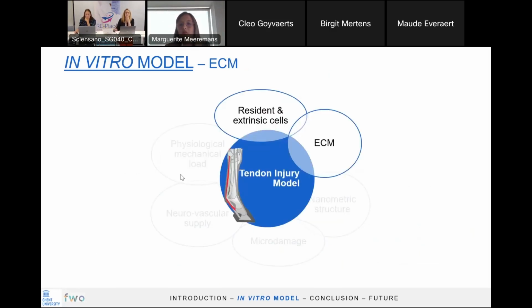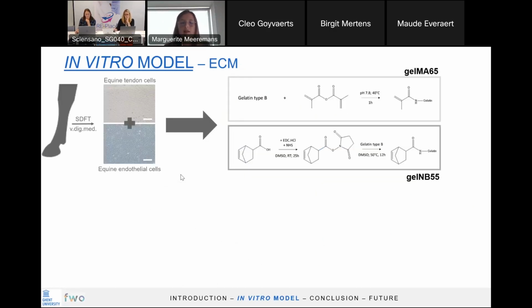Second element of our model is the extracellular matrix. So as I said before, healthy tendon consists of water and collagen. Therefore, we're using gelatin-based hydrogels to mimic this environment. We're using gelatin methacrylate and gelatin norbornene. Hydrogels contain large amounts of water and are therefore good to mimic the natural ECM.